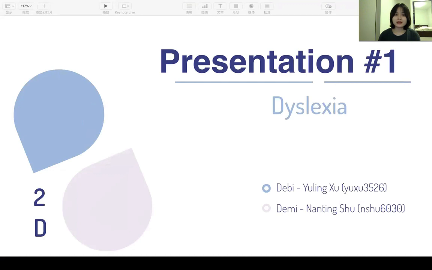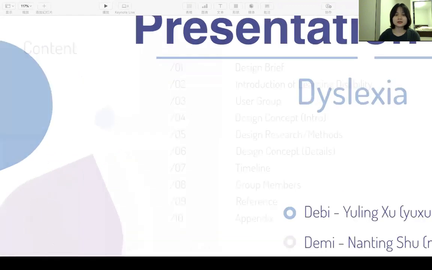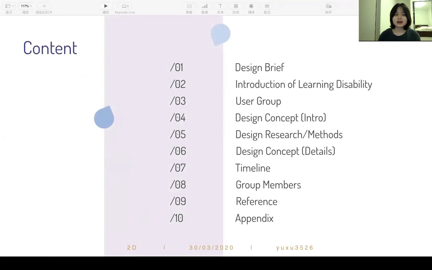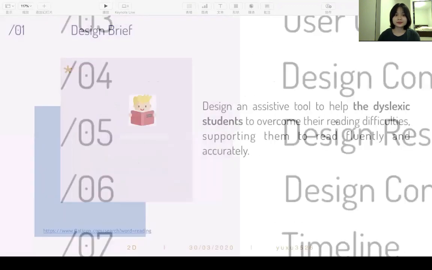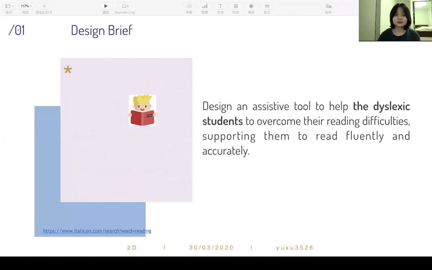My name is Debbie. My group member is Demi, so our group name is 2D. The topic we selected is dyslexia. These are the contents we are going to talk about today. The first one is the design brief.